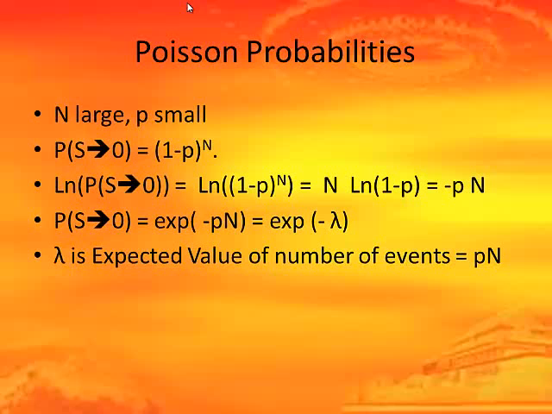So the probability of zero events is, just take the exponent on both sides, so it's e to the minus lambda.